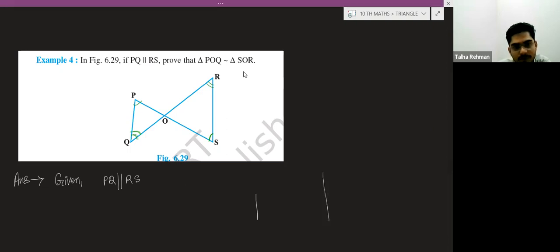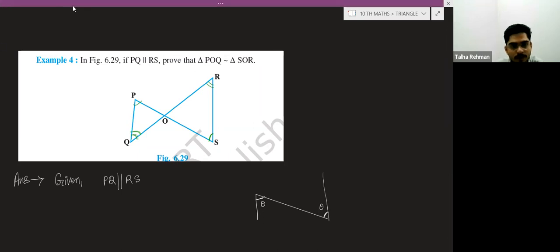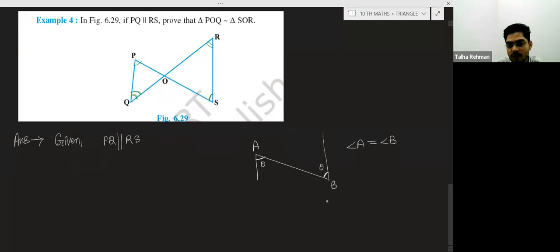Okay. So here, if I join the end of one line to the end of the other, we know that this angle will be equal to this angle. Suppose this is theta. So this will also be theta. So basically this theta equal to theta is known as the alternate angle. Suppose this is A and this is B. So here angle A is equal to angle B. Why are these equal? Because line AP is parallel to BQ.